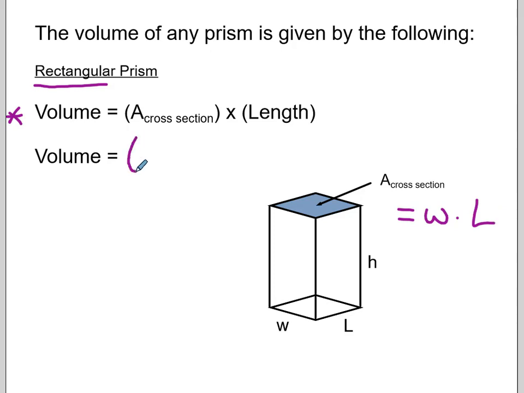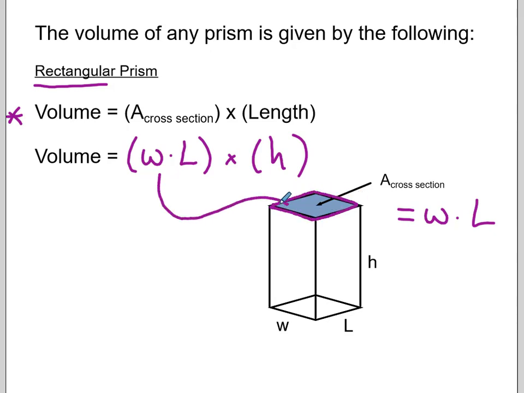Okay, so if we put that in here, W times L is the area, times the length. Oops, I should have used a different one here. Doesn't really matter. In this case, the length for this question would be h, or the height. So let's just have a quick review here. This is the area. This value here is the depth or the height of the object.